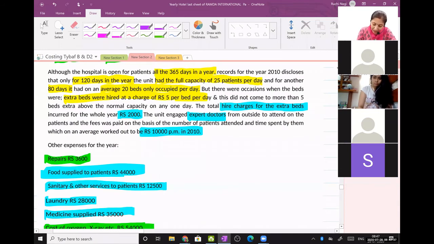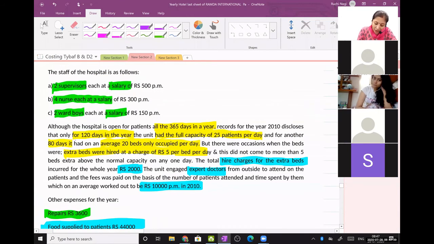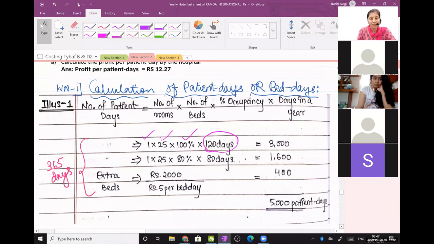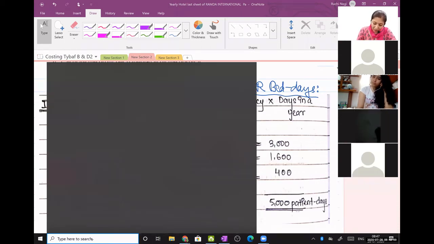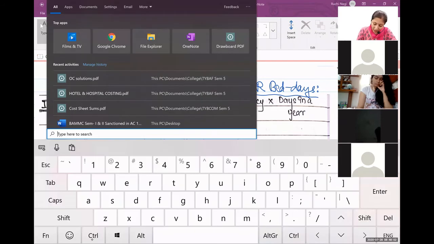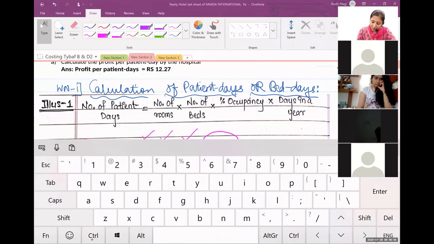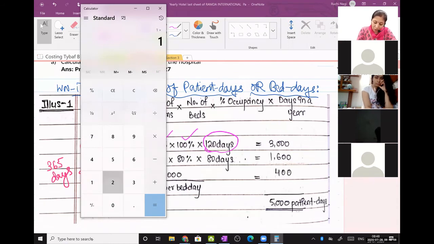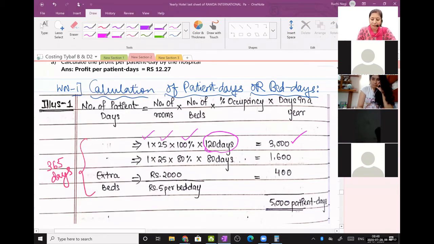Where is that line? I'll show you. See this line. For 120 days in a year, there is full occupancy. So one room into 25 beds into 100% into 120 days. Let us calculate also simultaneously. I'll show you the calculation. 1 into 25 into 100% into 120. So my answer is 3000. See here, 3000.